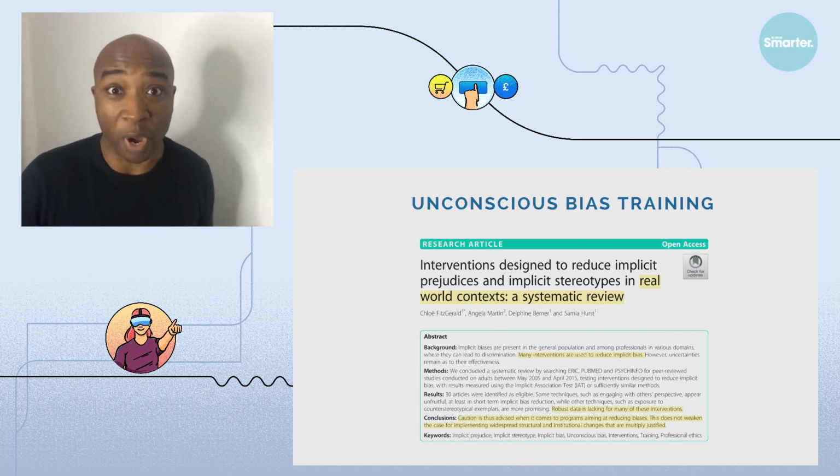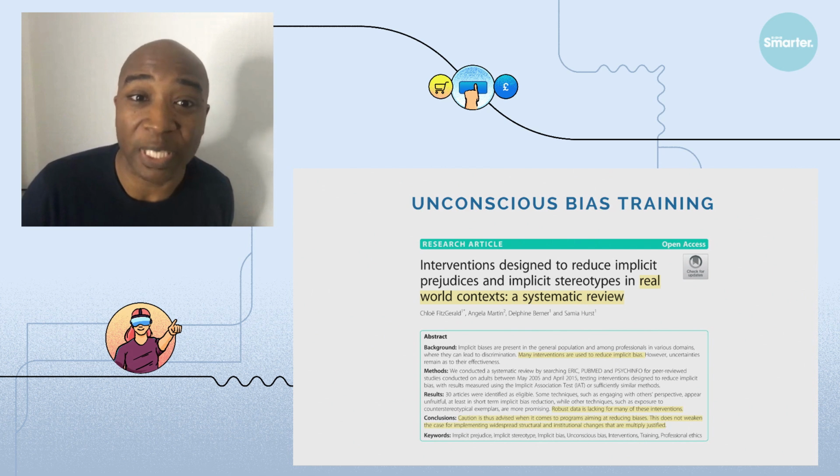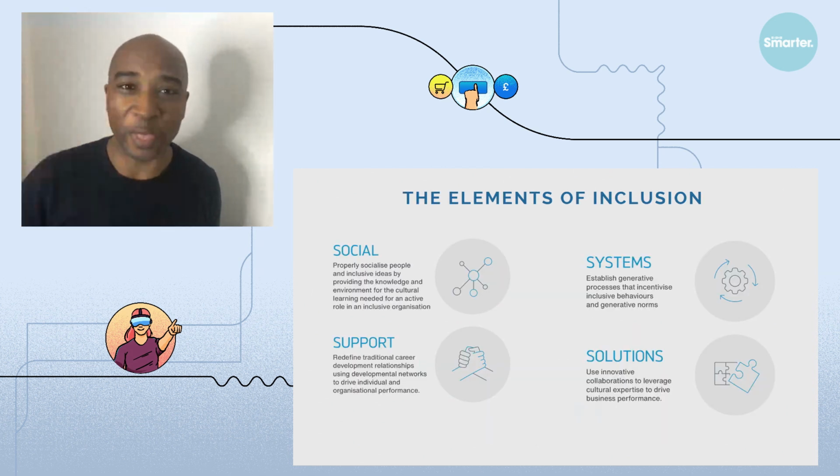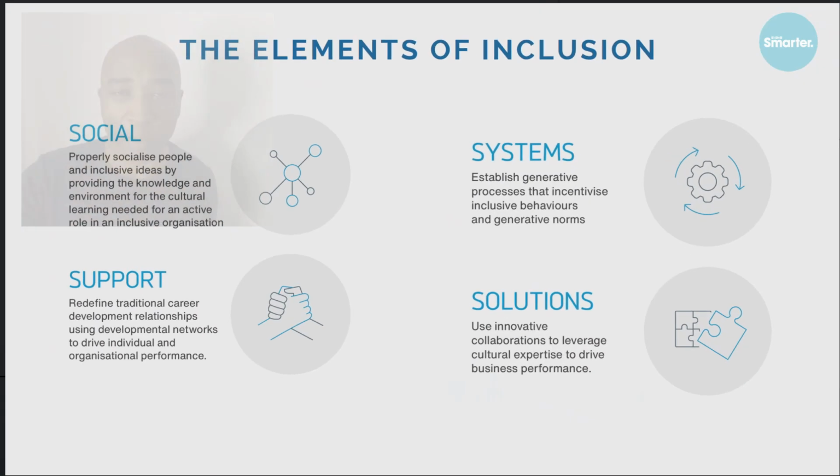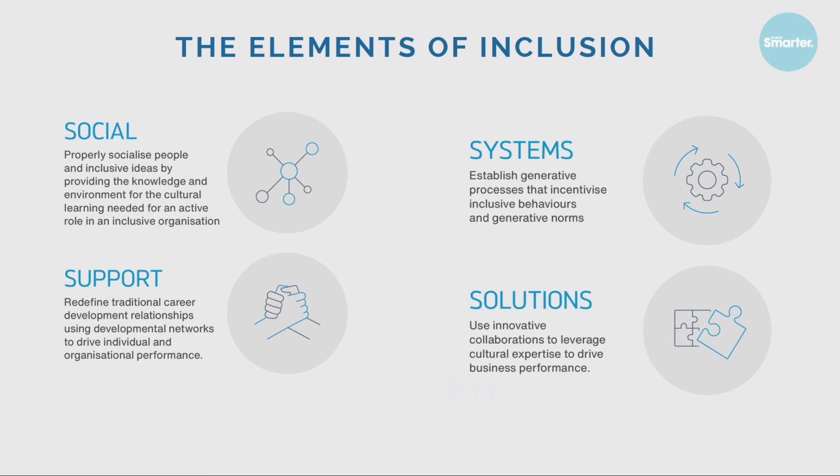Well, what we do when we work with our clients is talk about the elements of inclusion. And there's 4 things here, which is social, support, systems, and solutions. So what does that mean? The first thing is social. You need to socialize people with inclusive behaviors and inclusive ideas.